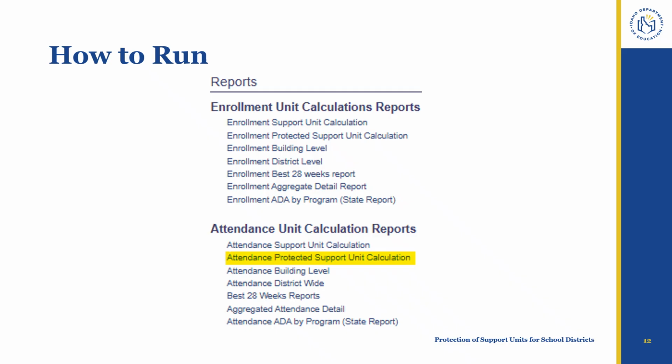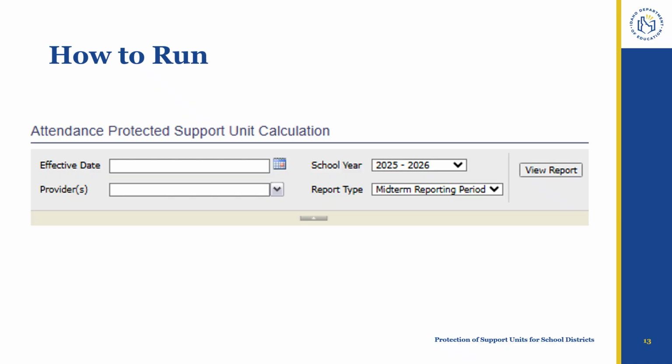The report has 4 criteria, or filters, that allow the user to narrow the report output. Select the date you would like the data to be as of. Typically, you'll always choose the current date, but you could choose a past date. Select the school year. Again, typically, you'll choose the current school year, but you could also choose a past school year. Select the provider. This should only allow you to choose your school district.